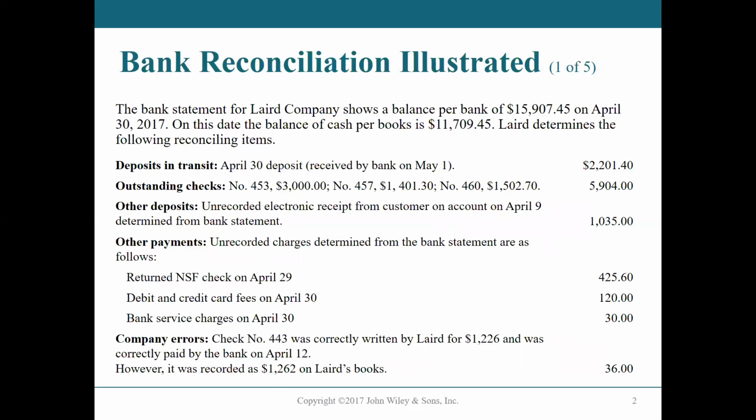Okay. So in the process I just gave you, I said on the one side we'll start with the balance that's on the bank statement. We'll add any deposits in transit. We will subtract any outstanding checks, and then we would make any adjustments for bank errors, and we don't have any bank errors. And then on the other side of our reconciliation, we would start with our book balance, and we would add any other deposits, subtract any other payments, and then adjust for company errors.